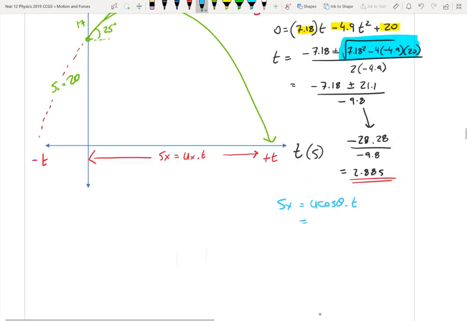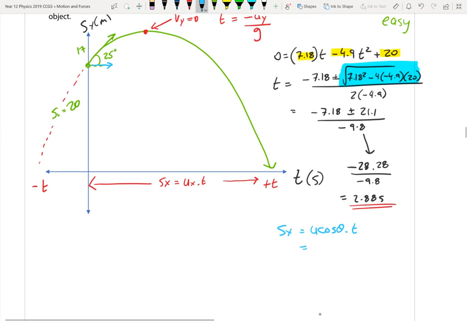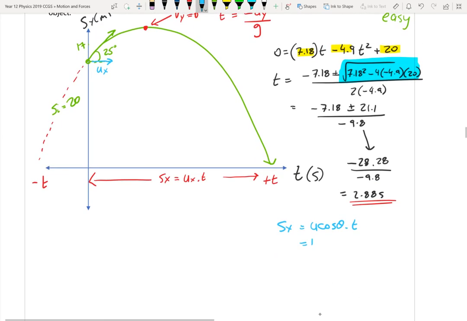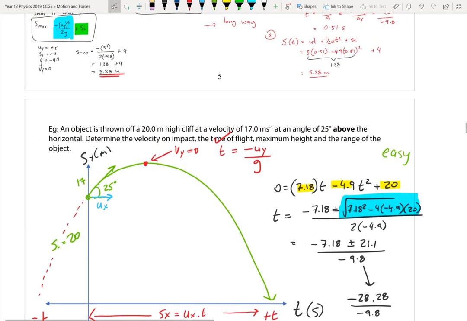Could somebody please tell me what the horizontal component of the motion was? That being 17 cos 25. In fact, you want to just go ahead and multiply that by 2.88 and that'll give us the range. 44.37. Sounds good. That was the range.